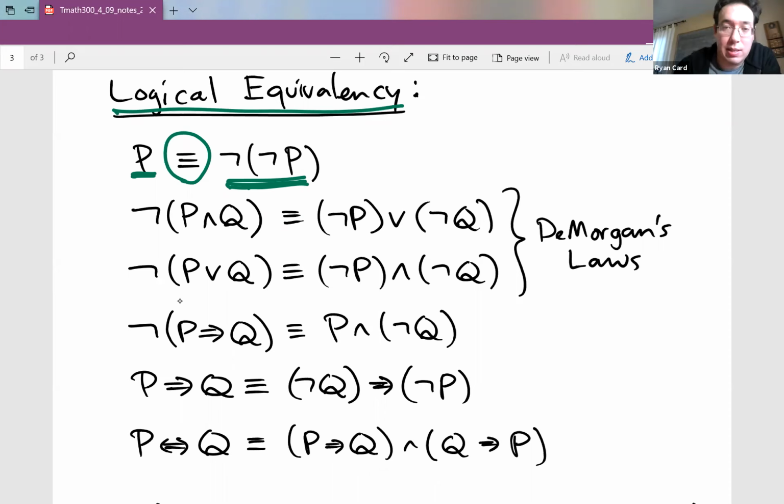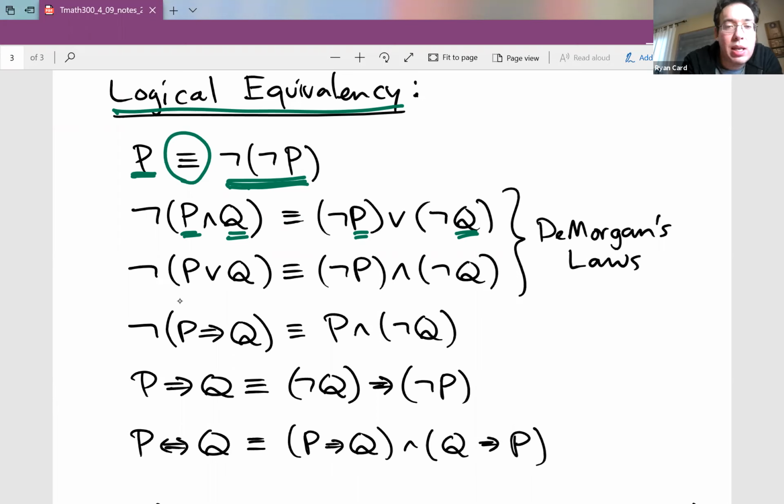Logical equivalency means the left and right hand side is equal for any possible combination of true and false values you can assign to all of the statements. So here, I can assign any possible truth value for P and Q, and then no matter what I plug in, the left and the right hand side will have the same truth value.